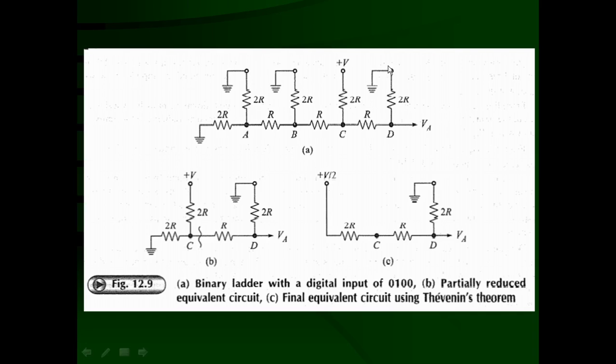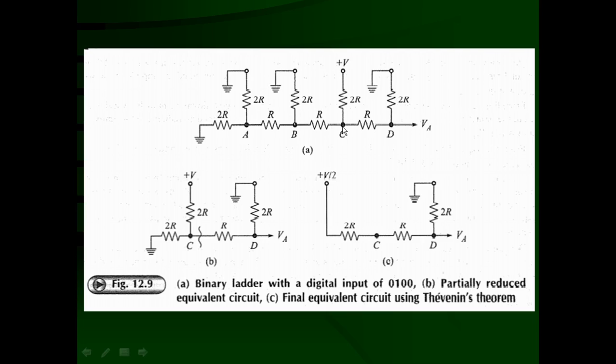MSB is going to be 0 volt, so it is grounded. This second MSB is going to be 1. That means it is connected with the power supply plus V volt. Then here also it is going to be grounded. This is also grounded because this is going to be 0 1 0 0. This way the digital input signal is given.